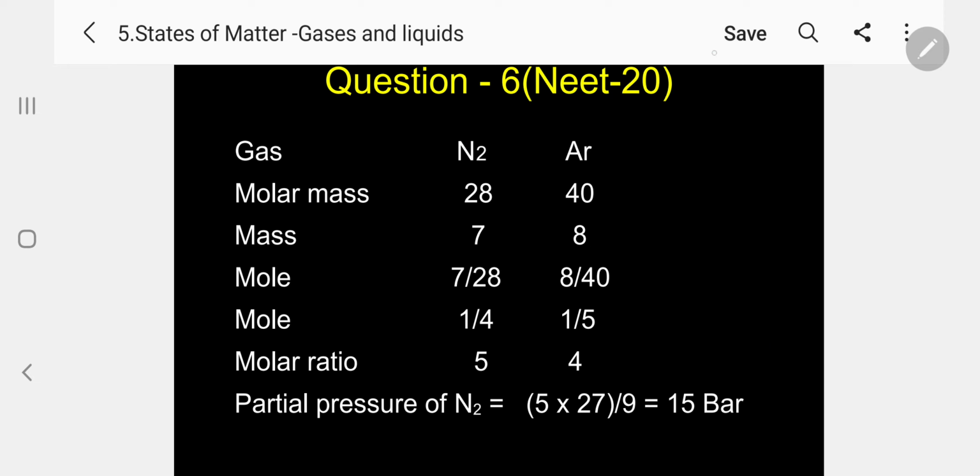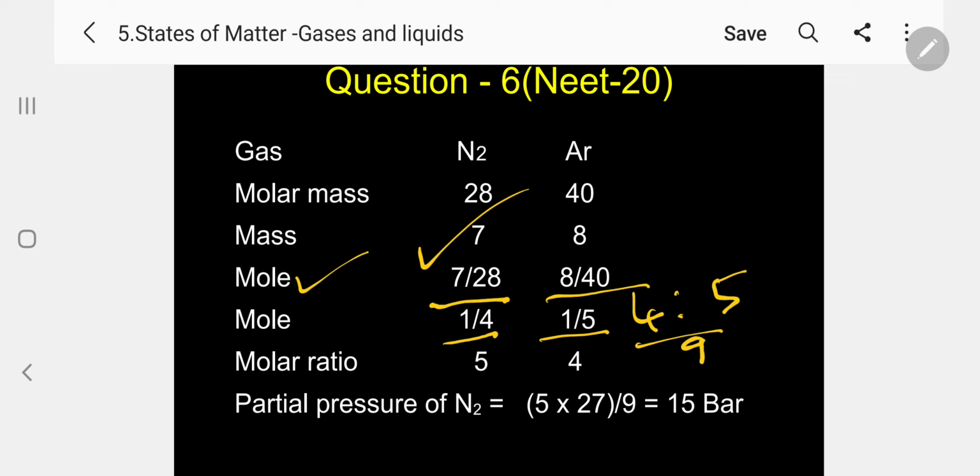So let me come back. Now nitrogen is a molecular element, so 7 by 28, using molecular mass. Argon is an atomic element, so 8 by 40, where 40 is the atomic weight. So I am getting 7 by 28 equals 1 by 4, and 8 by 40 equals 1 by 5. Taking a common factor, automatically it will be 4:5. Please follow.